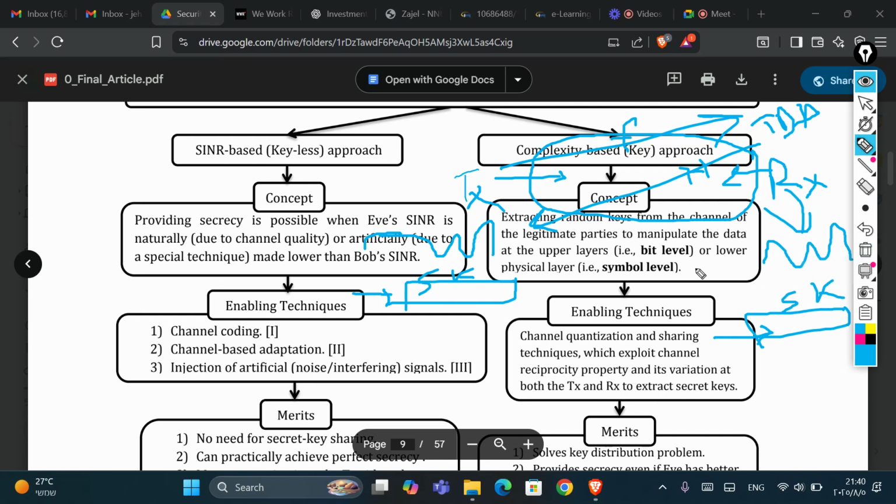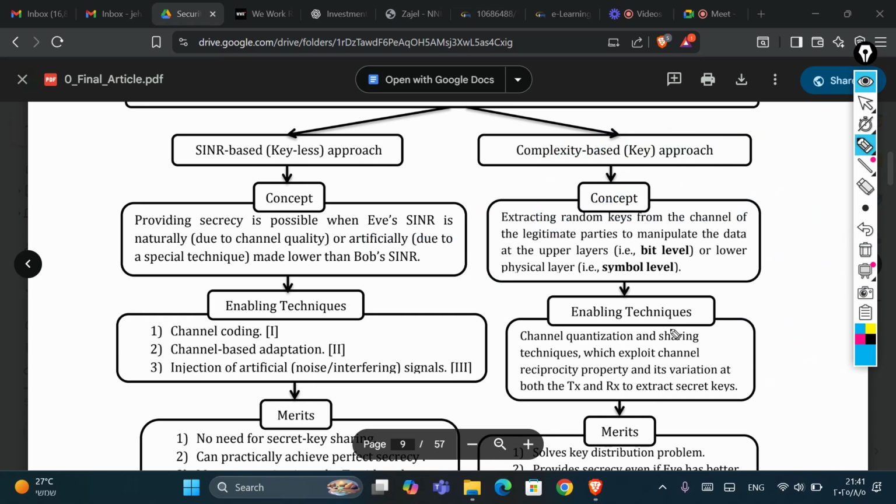Now this sequence of bits can be used to manipulate data at the application layer, upper layer, or at the physical layer, the symbol level. What do I mean by symbol level? For example, after modulation, you will have your data in complex values, which means that each number represents a real and imaginary part. So you could use these bits to change the phase, to change the real part or the imaginary part, or the amplitude of the complex number. And this will produce a random sequence that can be used to manipulate your data and to make it secure and robust against eavesdropping attacks. So this is the main concept.